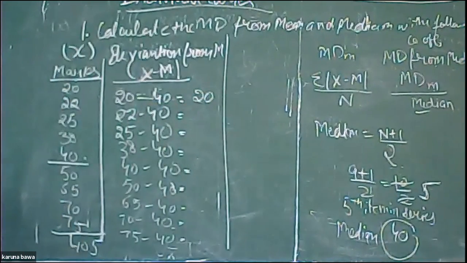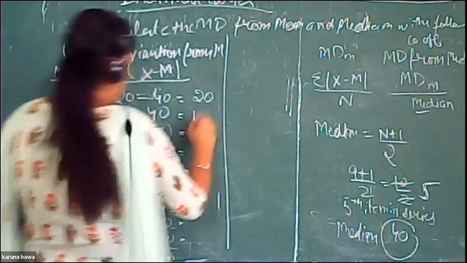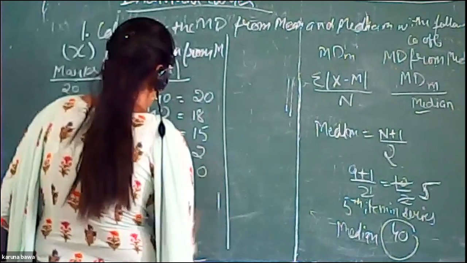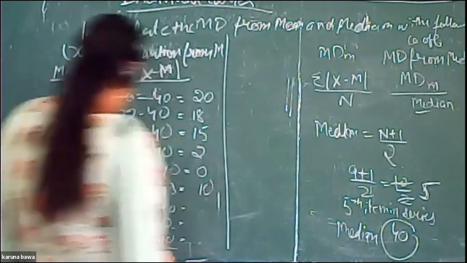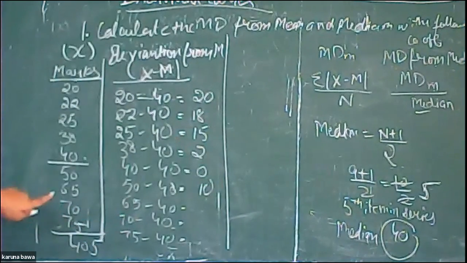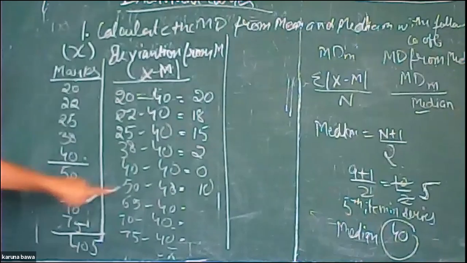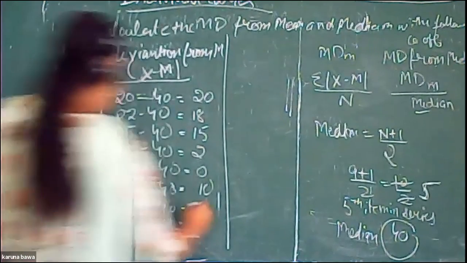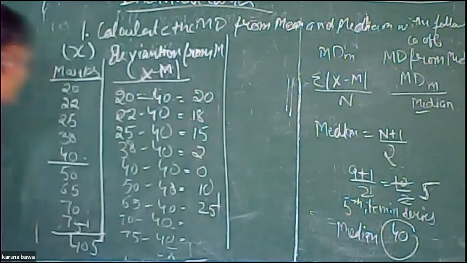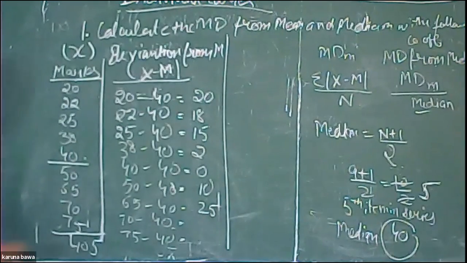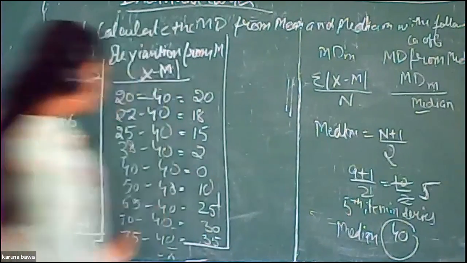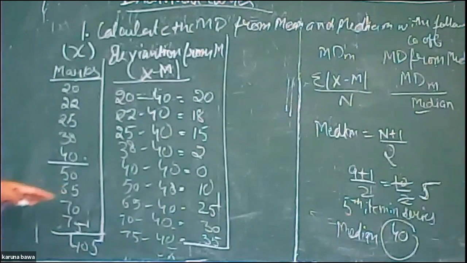22 minus 40 is 18, 15, 2, 0, 10, again 15, 0, 10, 65 minus 40 is 25, 70 minus 40 is 30, and 35. So now the total of the deviation from median is 155.